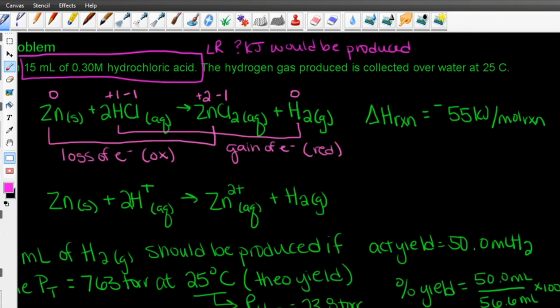Okay, so in order to solve this problem, we have to pay attention to the fact that we have a delta H of our reaction. To solve this problem, let's do a little bit of simple stoich again with our limiting reactant. We know that there's 15 milliliters of it, and we know that it's 0.3 molar.